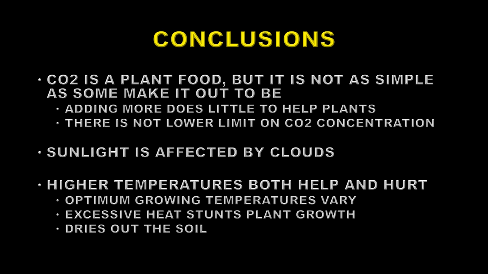Sunlight, which is an important factor, is affected by clouds. Cloud is affected by evaporation rates from the oceans, and the higher the temperatures, the more evaporation. So there's some sort of feedback loop there that's not being discussed with all of this business about carbon dioxide. Higher temperatures both help and hurt plants. There are optimum growing temperatures, but they vary from plant to plant. So if you have an optimum temperature for one type of plant, you won't have an optimum temperature for another type. Excessive heat stunts the plant growth and dries out the soil.